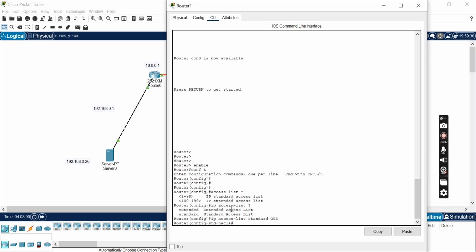Then I have a new mode in here. So router configuration is standard ACL, NACL. Okay, so this instruction we will never get from our old technique.